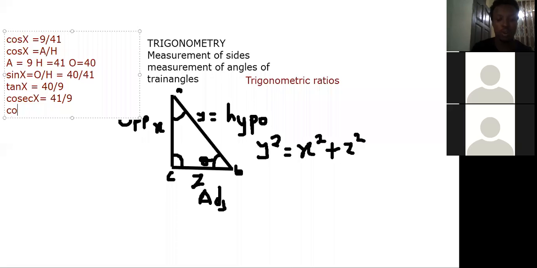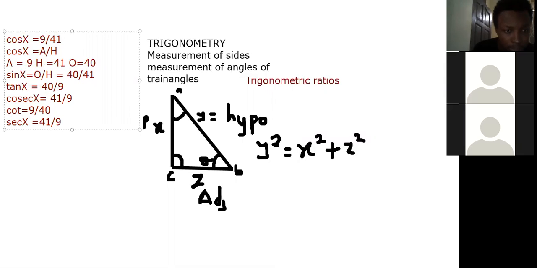What will be cot? Cot is the reciprocal of tan. So cot will be 9 over what? 40. Another one, what do you call sec? Sec x. Sec is the reciprocal of cos. So sec is 41 all over 9.